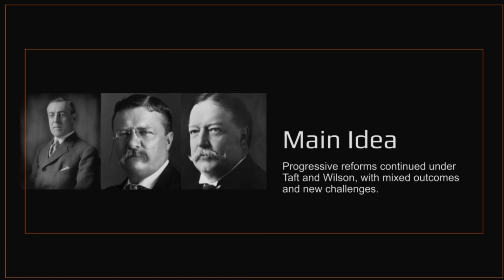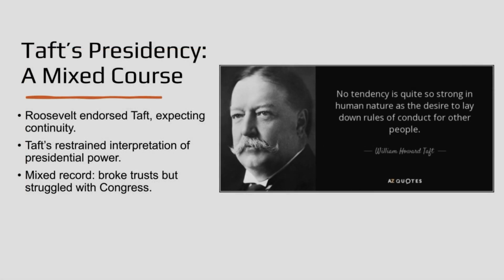When Roosevelt decided not to run for re-election in 1908, he placed his trust in William Howard Taft to continue his progressive agenda. But progressivism during the Taft and Wilson years wasn't without setbacks, disagreements, and surprising turns. Let's explore how this period unfolded, starting with William Taft, who found himself in a tough position from the very beginning. Imagine being William Taft in 1908.